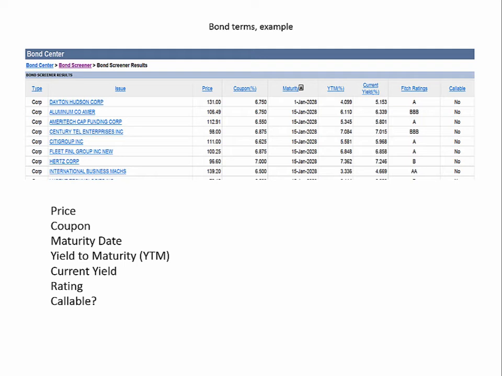The last column is callable. None of these bonds listed here are callable. A callable bond is one where the bond issuer can essentially call the bond. They have the option of buying the bond back from the bondholder at some predetermined price. So if they wanted to exercise it, they would notify the bondholder that they were calling the bond, and they would buy it back at some prearranged price.